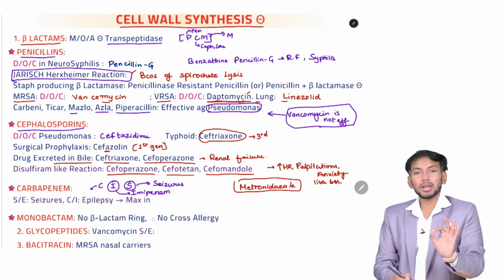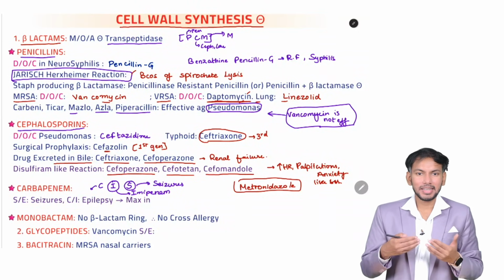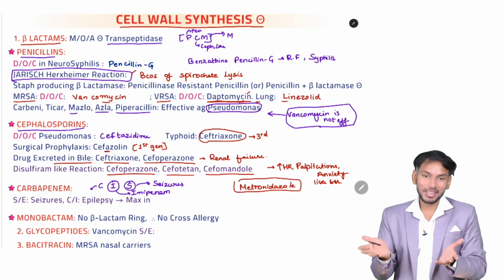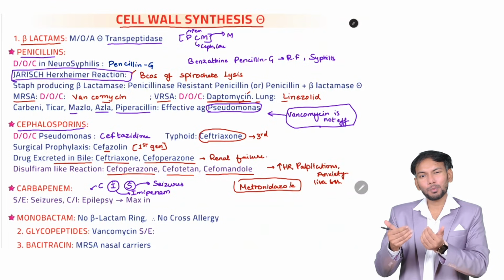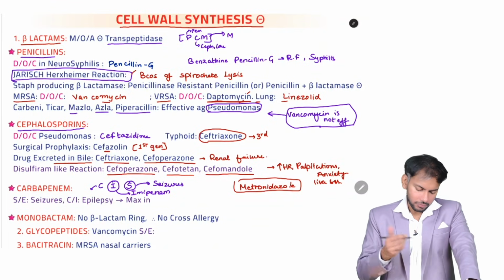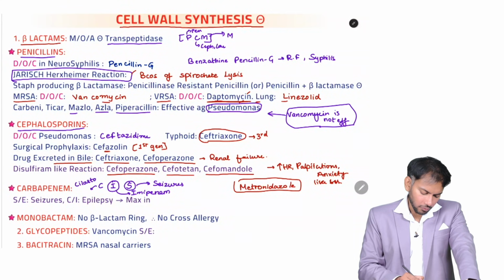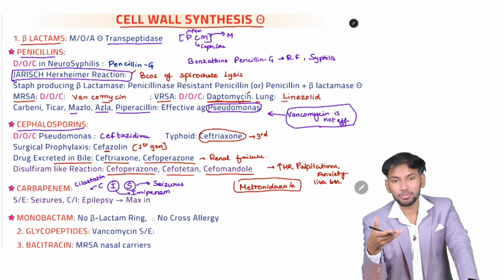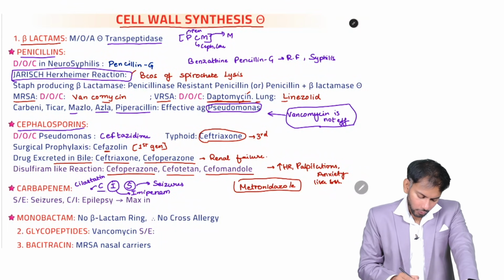Now, imipenem is metabolized by something known as renal DHP, that means renal dihydropeptidase. This will inactivate imipenem. If you want to block renal DHP, which drug would you give? You will give cilastatin. Why? Because cilastatin will block the renal DHP and it will increase the effect of imipenem. That's all. So, this is what I want you to remember.